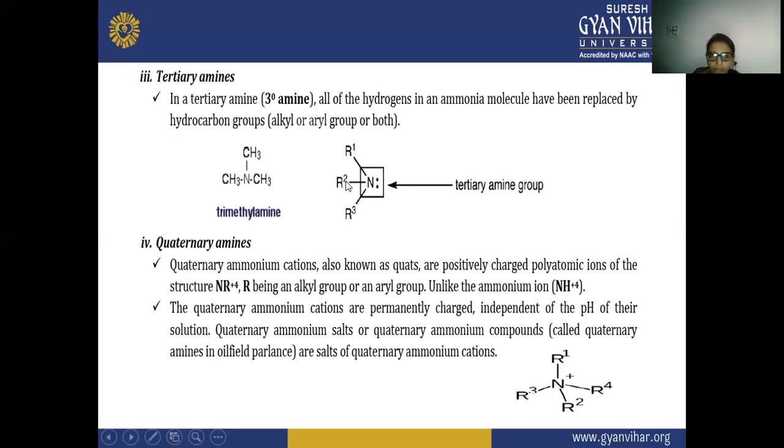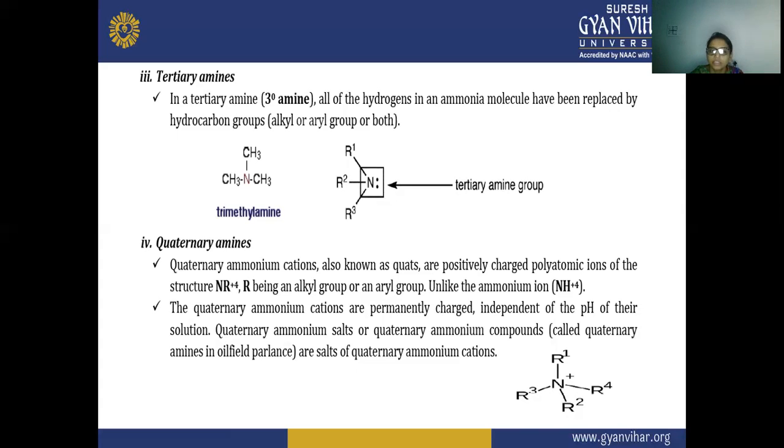Next is your tertiary amine. In the tertiary amine, all of the hydrogens in an ammonia molecule have been replaced by hydrocarbon groups, alkyl or aryl groups, or both. So in the tertiary amine, that is your 3-degree amine, all the hydrogens in an ammonia molecule have been replaced by the hydrocarbon group, that is your alkyl or aryl group. Here you can see the structure for trimethylamine.